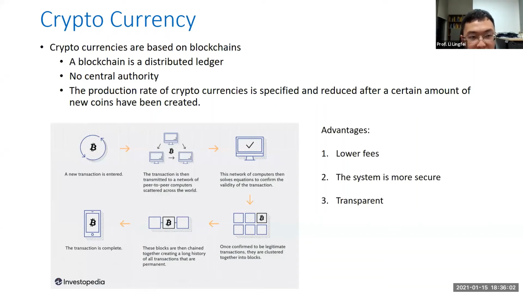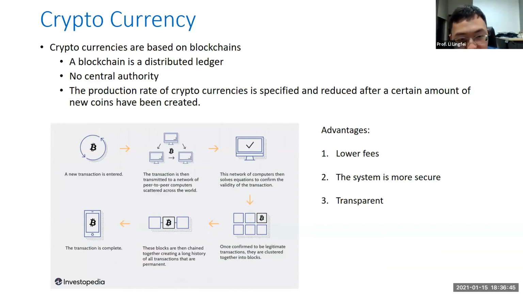There are some advantages of using blockchain. Number one is that the fees are much lower. If the transaction is verified by a central authority, the fee can be much higher. Think about credit card transactions. These credit card payments are verified by a central authority. The card issuer may not charge you money, but they're probably going to charge the merchant some fees for that. So if you use blockchain, there are lower fees.